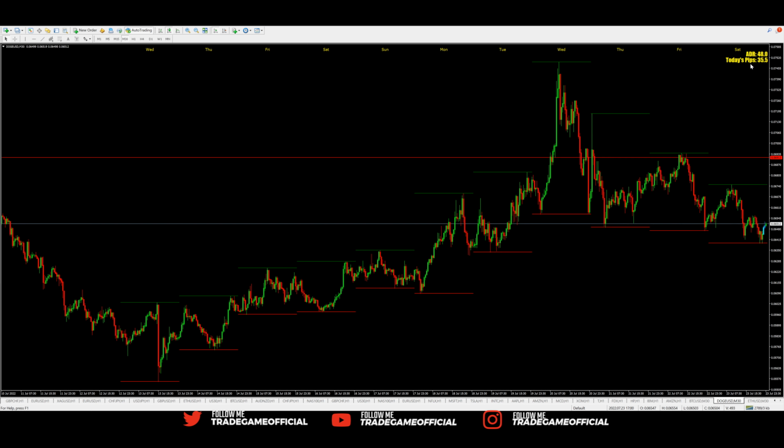Like I said, today's pips, the ADR, all of that's important. You have your period separator, and you also have the new high and low of the day. So this is the high-low indicator, and it actually speaks.